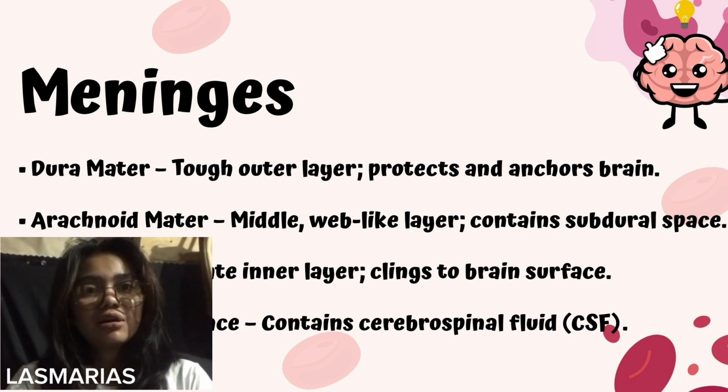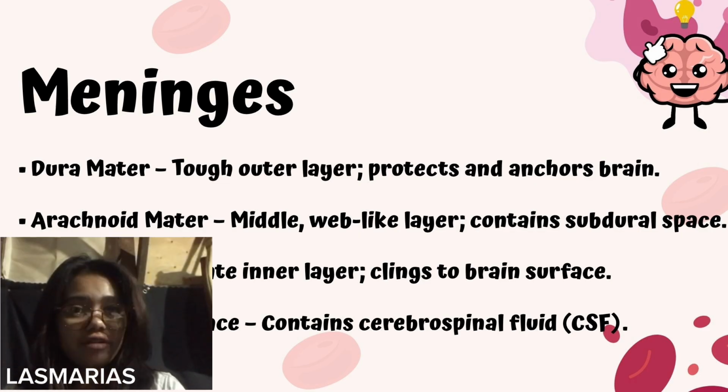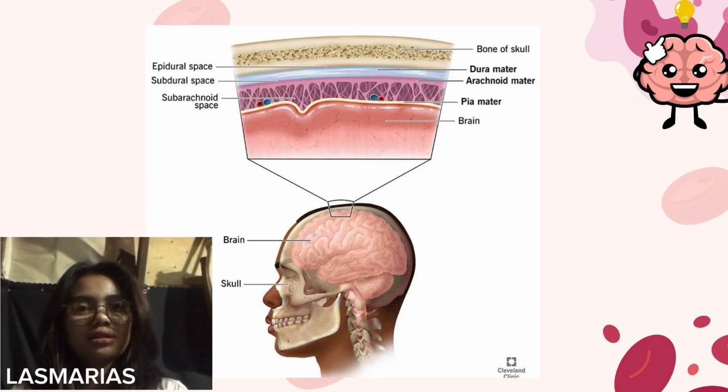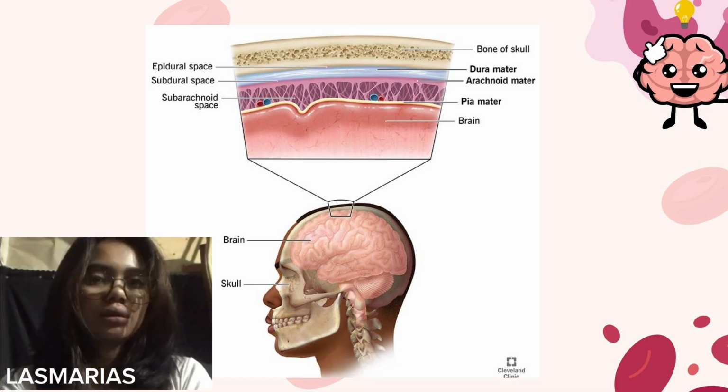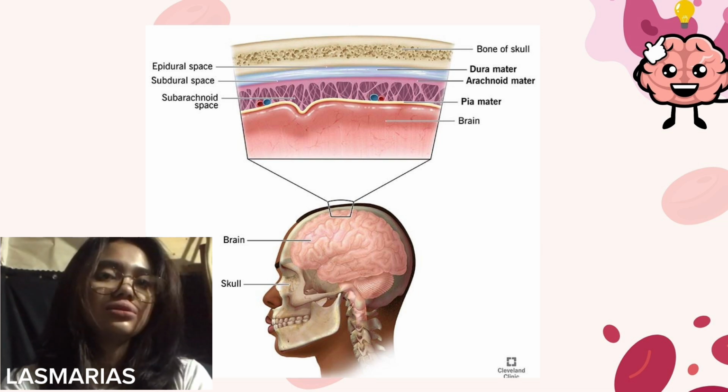CSF is a clear, colorless fluid that plays several vital roles in protecting and maintaining the health of your brain and spinal cord. CSF primarily performs three critical functions. First, we have the protection and cushioning, or the mechanical support. The brain essentially floats in the CSF within the skull. Because the brain tissue is delicate and has a consistency similar to soft gelatin, the CSF acts as a shock absorber. One example is, without the CSF, a sudden movement like a quick turn of the head would cause the brain to slam against the inside of the skull, leading to injury.